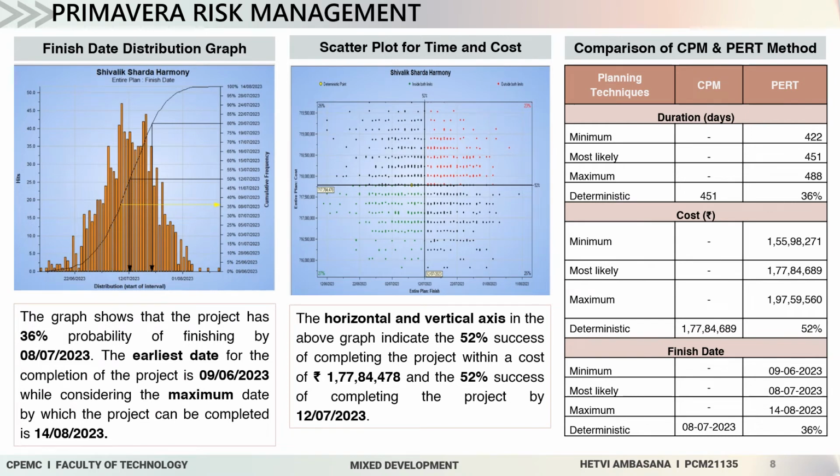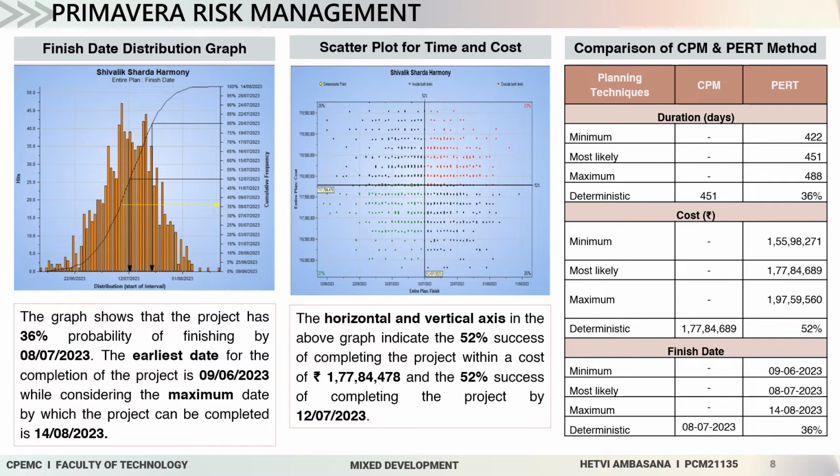The first is the finish date distribution graph. This graph shows that the project has a 36% probability of being finished by 8 July 2023. The earliest date for the completion of the project is 9th June 2023, while the maximum date by which the project can be completed is 14th August 2023.